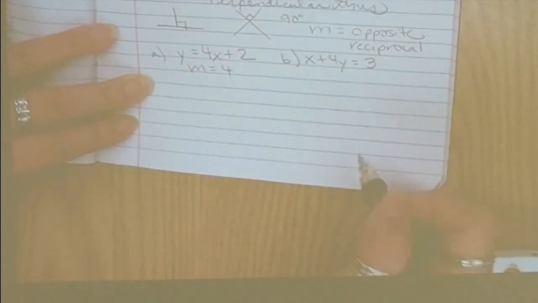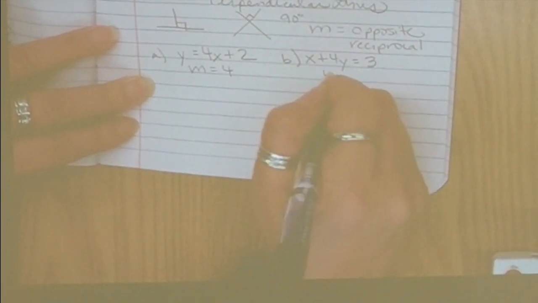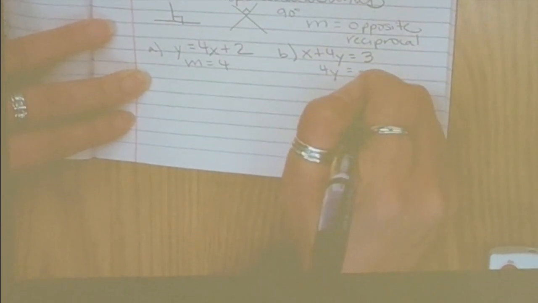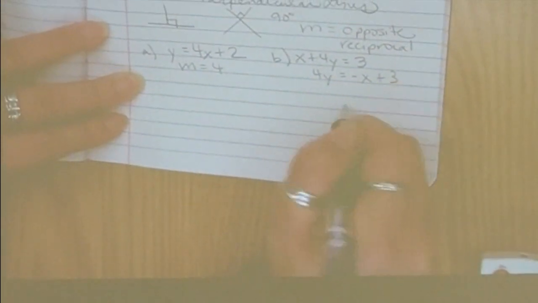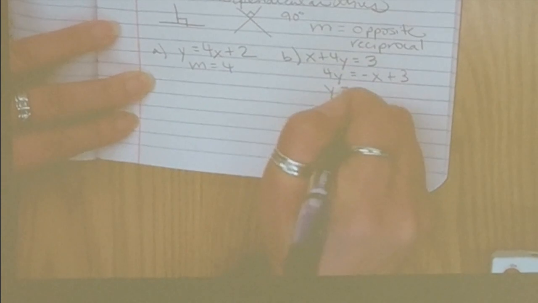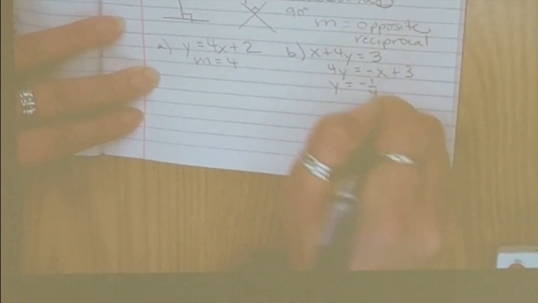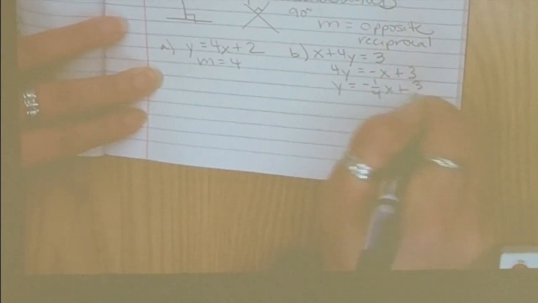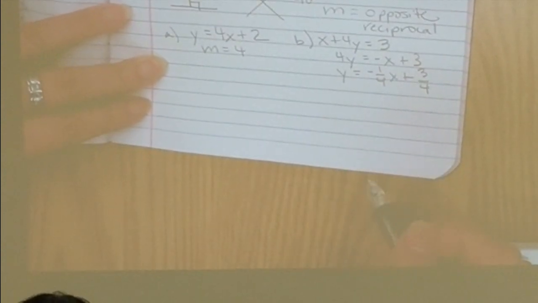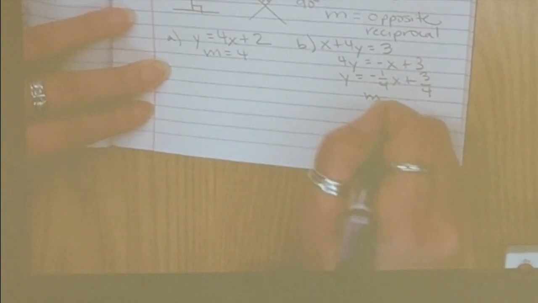You don't know the slope quite yet. We can move it around. 4y equals -x plus 3. Divide everything by 4. Y equals -1/4 x plus 3 over 4. What's the slope for this one? -1/4.